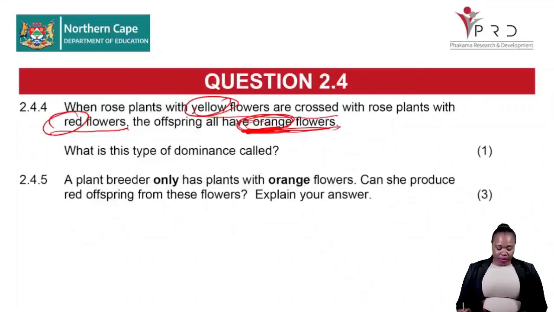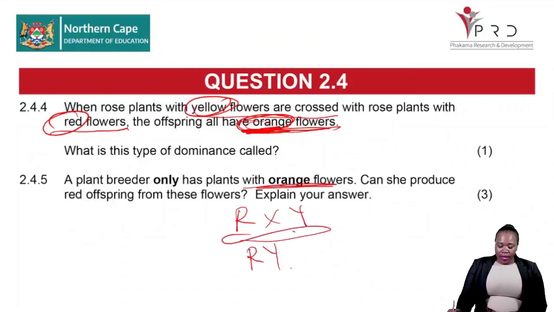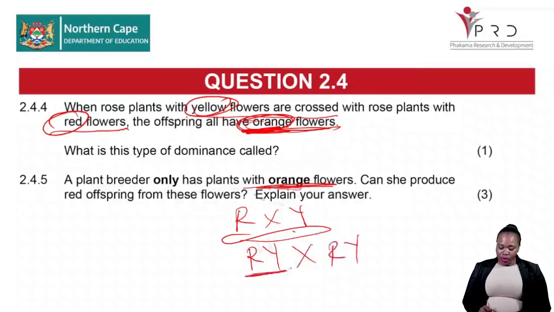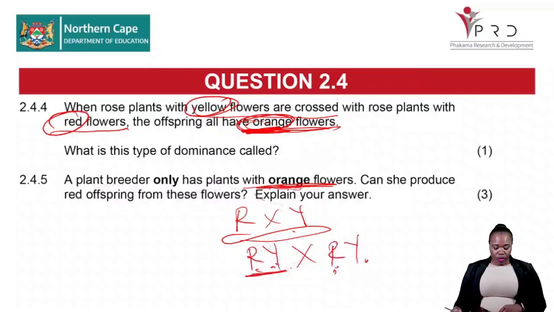2.4.5. A plant breeder only has plants with orange flowers, right? So here we have red crossed with yellow. It means that the orange flowers are RY, right? Can she produce red offspring from these flowers? Explain your answer. Yes, she can, because if we breed this orange with another orange like this, we are then going to have RR, RY, RY, and YY. So we can have offspring that are red from the orange flowers.